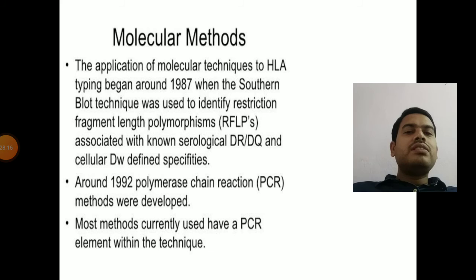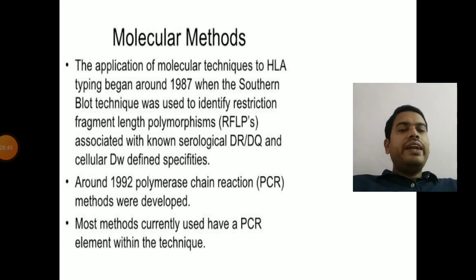After the invention of Southern blotting and also restriction fragment length polymorphisms, it became easy for HLA typing between donor and recipient. So the alleles of HLA DR, DQ and DW are easily typed with the help of molecular techniques after the invention of Southern blotting and also PCR. So PCR and Southern blotting made the process of HLA typing in organ transplantation easy.